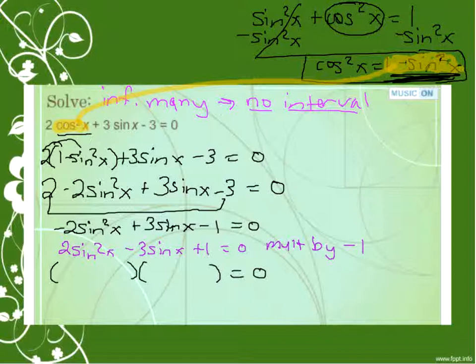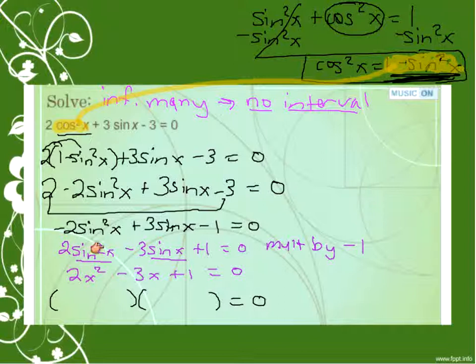Okay, if at this point it still just takes some practice, I'm just going to move that down a little bit. We can replace these with x's. So think about this being 2x squared minus 3x plus 1. I just changed sine squared x to x squared, sine x to x, because we've been factoring this since Algebra 2. We need two factors that multiply.